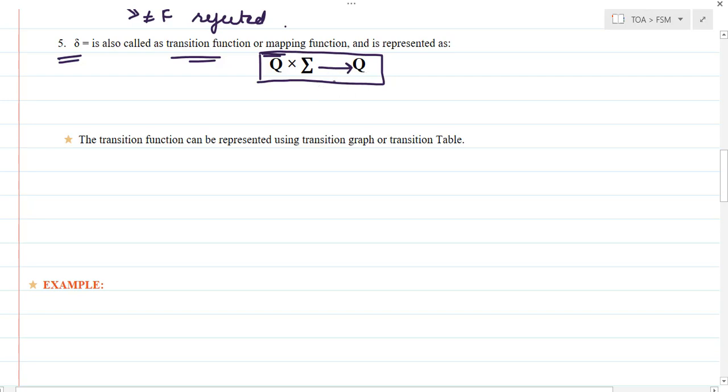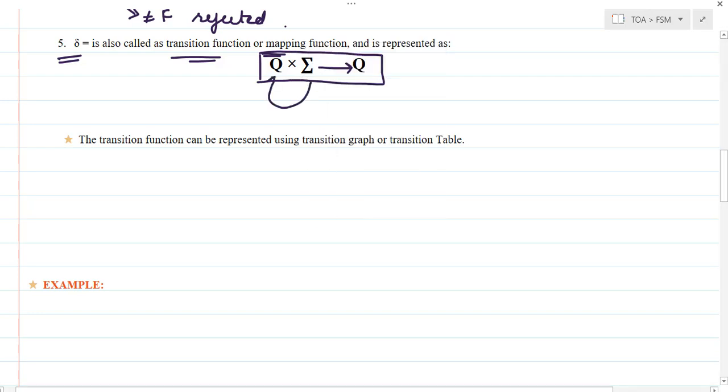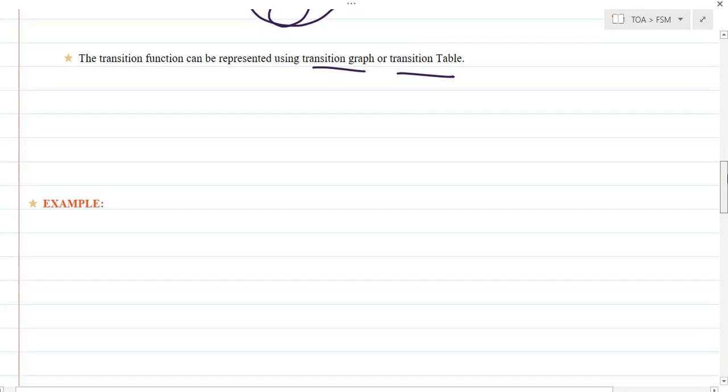Now you'll be like, what is this? This is very simple to understand. It simply means that when an input symbol from sigma is applied to the state Q, it shows a transition from the present state to another state, or simply you can say that it moves from one state to another state, which can be another state or the same state. We represent the transition function by means of a transition graph or transition table, or you can use both of them to represent a particular machine, a particular finite automata.